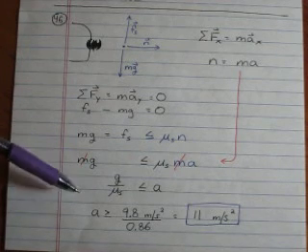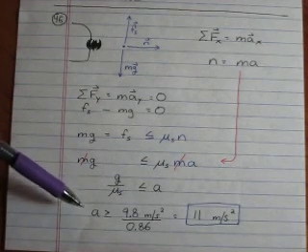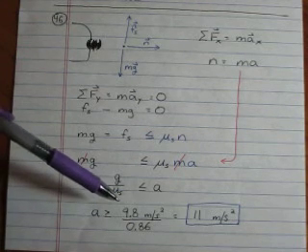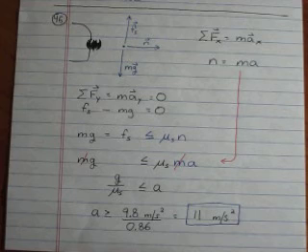And here I've flipped left and right. So acceleration greater than or equal to 9.8 meters per second squared divided by 0.86, 11 meters per second squared. So the acceleration needs to be at least 11 meters per second squared for the bat to stay up.